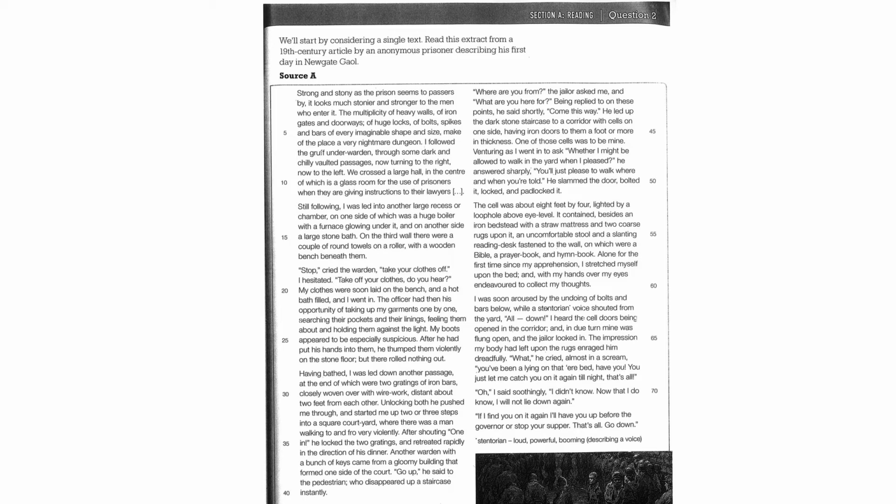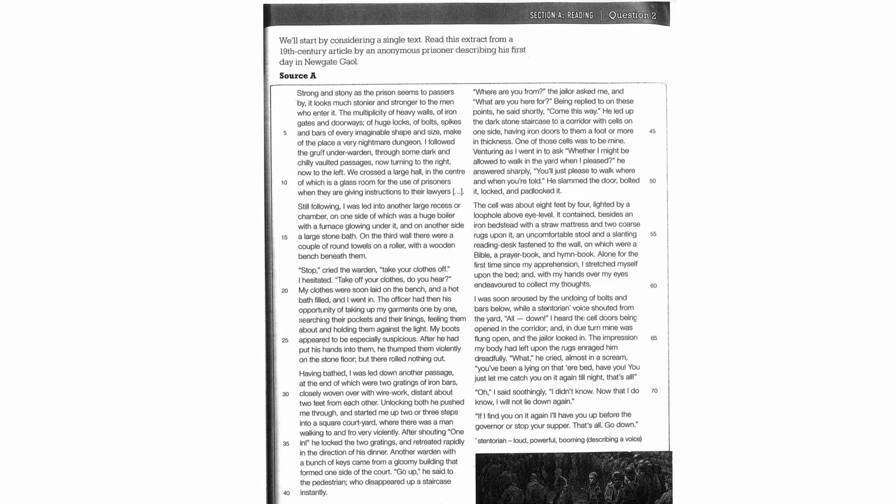Another warden, with a bunch of keys, came from a gloomy building that formed one side of the court. "Go up," he said to the pedestrian, who disappeared up a staircase instantly. "Where are you from?" the jailer asked me, "and what are you here for?" Being replied to on these points, he said shortly, "Come this way." He led up the dark stone staircase to a corridor with cells on one side, having iron doors to them a foot or more in thickness. One of these cells was to be mine. Venturing as I went in to ask whether I might be allowed to walk in the yard when I pleased, he answered sharply, "You're just pleased to walk where and when you're told." He slammed the door, bolted it, locked and padlocked it.